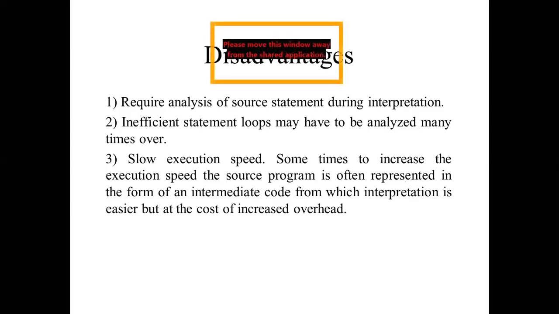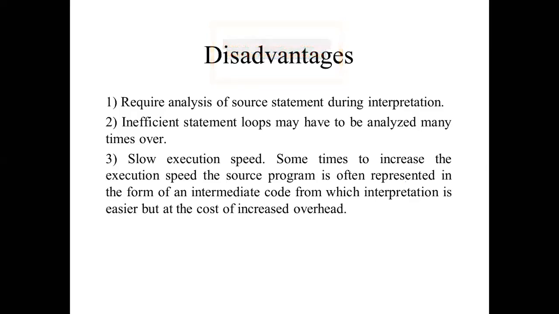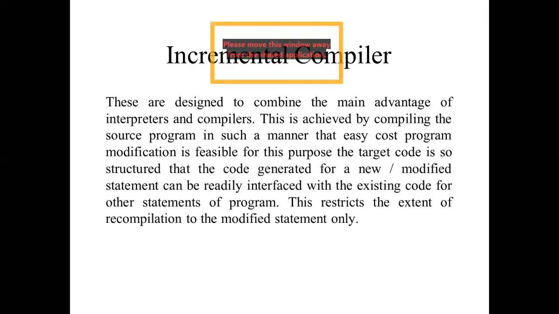So there are a number of advantages of the compiler over the interpreter. So mostly nowadays we are using only the compiler for converting high level language into machine language. Also, the compiler has very high speed. So that's why nowadays we are using mostly compilers. Now these are the categories.